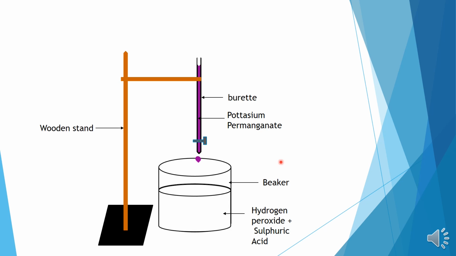Let's see what will happen when we are adding the potassium permanganate dropwise. You can see here. Yes, at one point, you can see the color change. The color change is from colorless to pale pink.